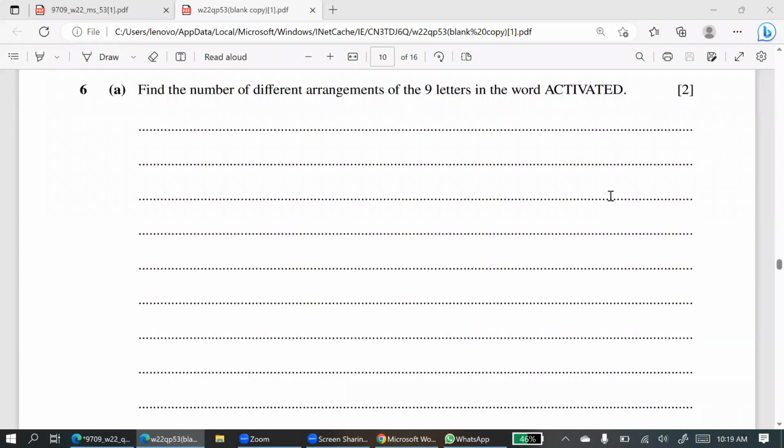Betaji, this one is question number 6. November 2253.